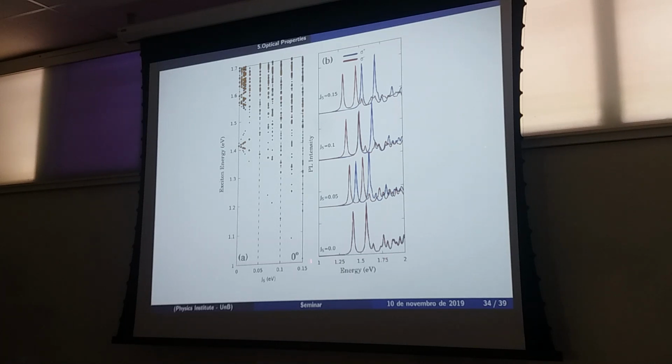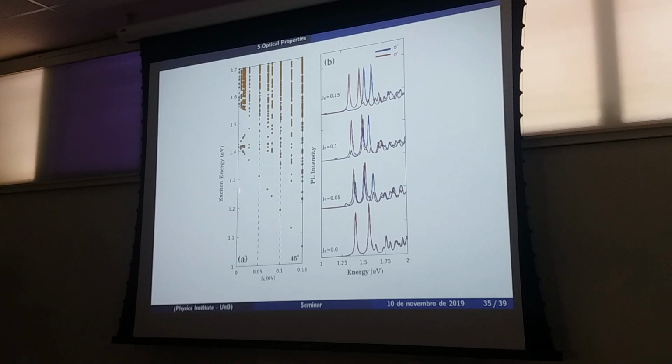When I put in the exchange field, I can break the symmetry and make each valley emit a different photon energy, or absorb a different photon energy. So we can break the degeneracy, and we can basically now have two valleys emitting and absorbing different photons.